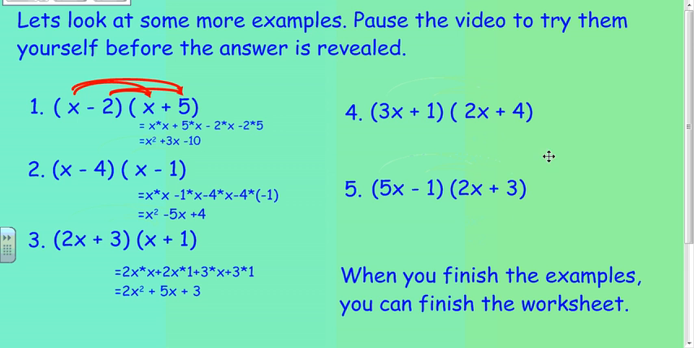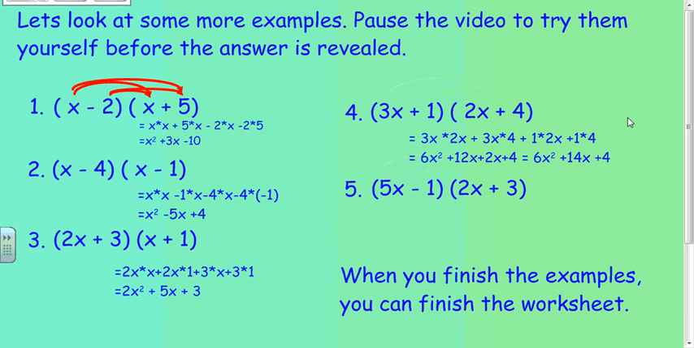Let's go on to example number 4. Notice that in example number 4, we have 3x plus 1 and 2x plus 4. So be careful when multiplying your terms. Pause the video, try it yourself, and then reveal the answer. Here is the answer. First, we have 3x times 2x, and then we have for outside terms 3x times 4. For inside terms, we have 1 times 2x, and for last terms, we have 1 times 4.